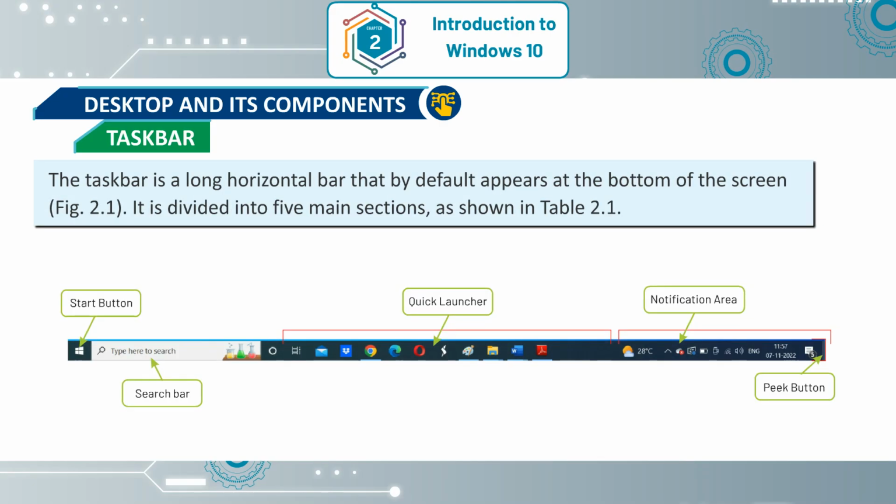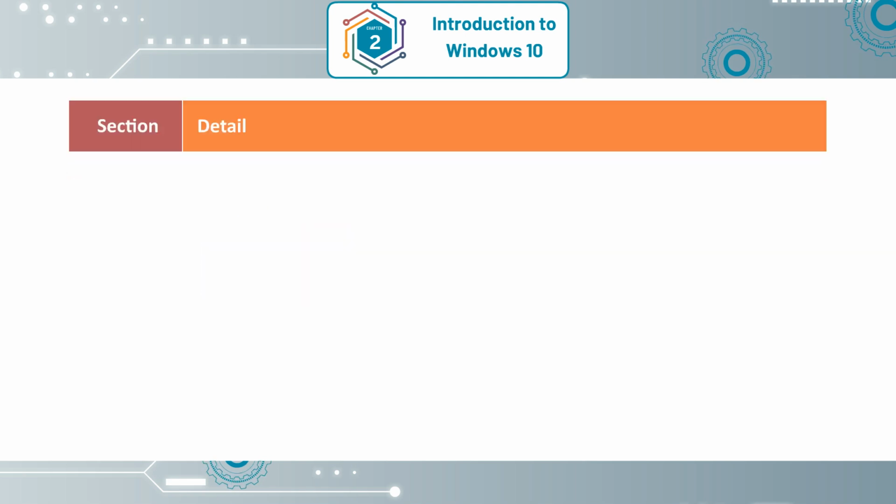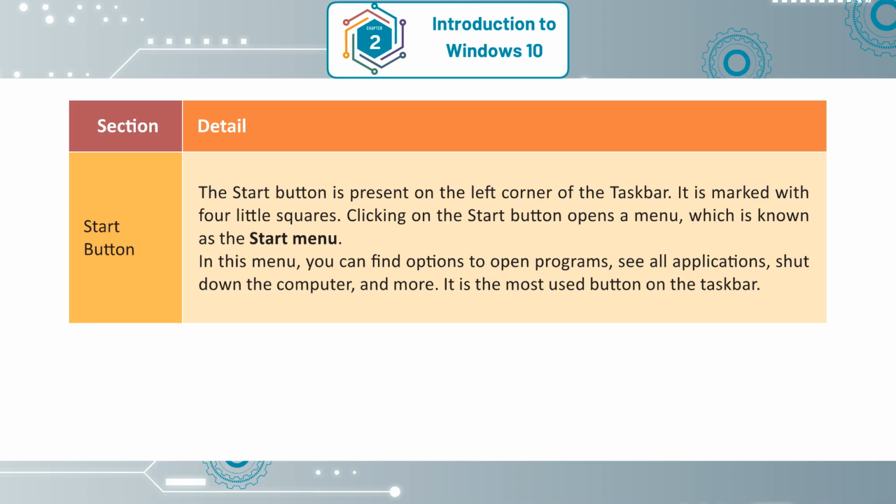Taskbar. The taskbar is a long horizontal bar that by default appears at the bottom of the screen. It is divided into 5 main sections as shown in table. Tech info. To pin a program means creating a shortcut of it on the taskbar. Section. Detail. Start button. The Start button is present on the left corner of the taskbar. It is marked with 4 little squares.